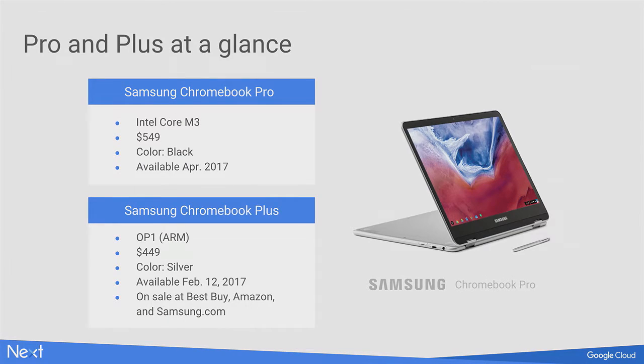So in terms of Chromebook Pro and Plus, which are the two devices which were announced, Chromebook Plus was the one I showed you. It's already in market, and it's powered by an ARM OP1 processor. Chromebook Pro will be coming to market in April. It's going to be a black color device. It's very professional looking, and it's going to have the Intel Core M3 processor. So it'll be in market in April, but Plus is in market right now.